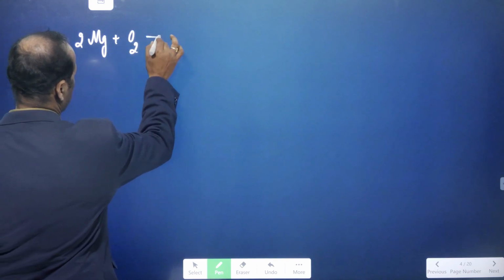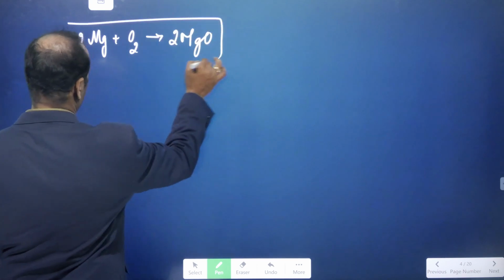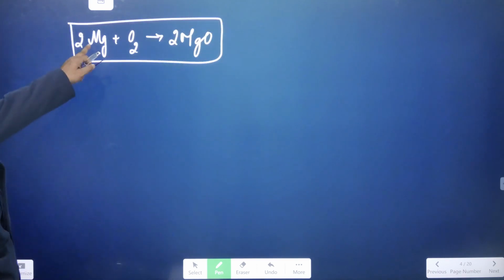Now similarly, if you write the stoichiometric equation, for example, magnesium, 2 Mg plus O2 gives rise to 2 MgO. So this is one balanced chemical equation. Here, before the Mg, what is there? 2 is there. So the meaning is what?